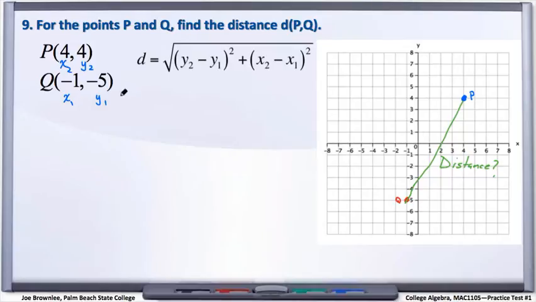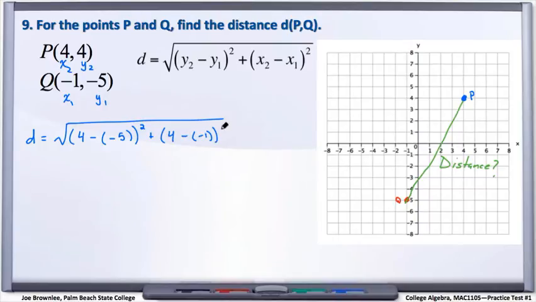And now we're going to take this information, plug it in. So let's see what happens. So the distance equals, wow, that's a bad radical, isn't it? All right, let's try again. So radical, y2 minus y1. So 4 minus y1, -5, squared, plus x2 minus x1 squared, x2 minus x1 quantity squared.